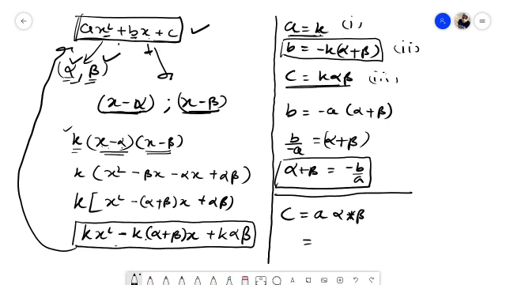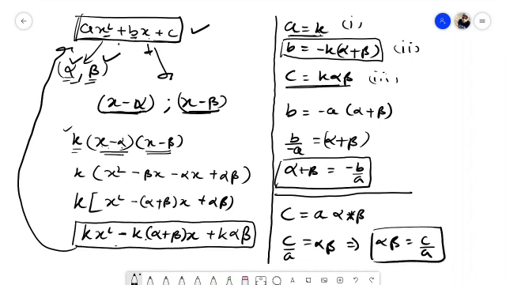So let's take this a this side, so c upon a is alpha beta, or you can simply write it this way, that alpha into beta is equal to c upon a. So from here we have come to one conclusion. We have derived the relation between the zeros of the polynomial. What is that relation? That the sum of the zeros of the polynomial is minus b upon a, and the product of the zeros of the polynomial is c upon a.